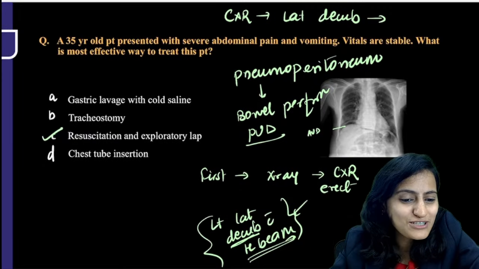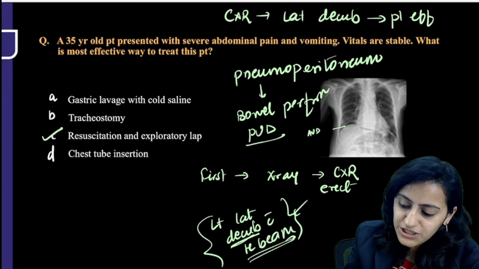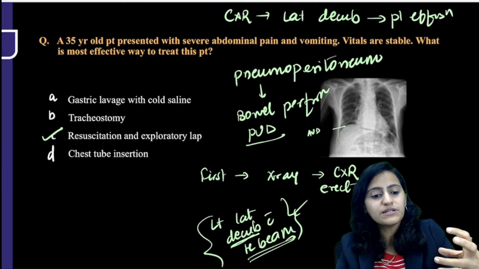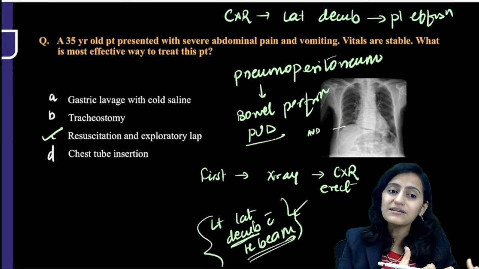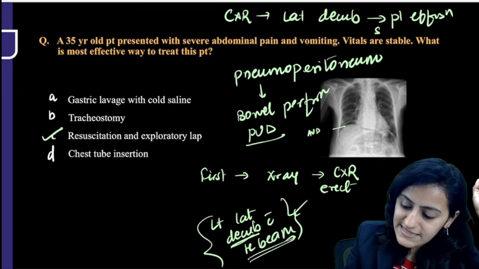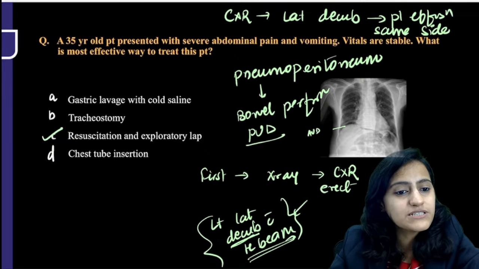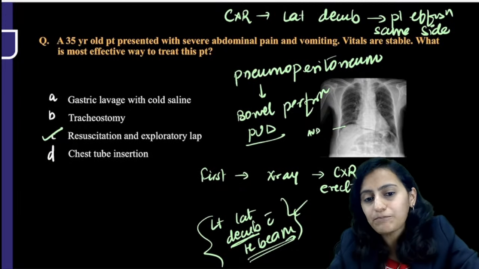Absolutely right. Very good, Dr. Shravan. Majority of you are right. It is pleural effusion. For pleural effusion, the lateral decubitus is the most sensitive chest X-ray view. It is the same side lateral decubitus. Ipsilateral lateral decubitus is what we should do for pleural effusion.